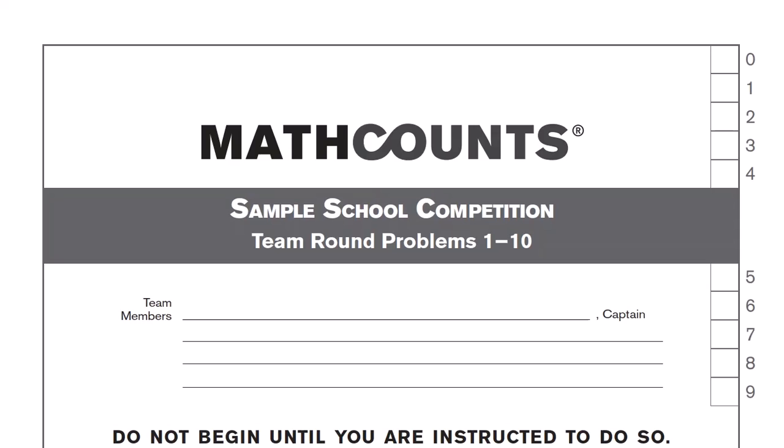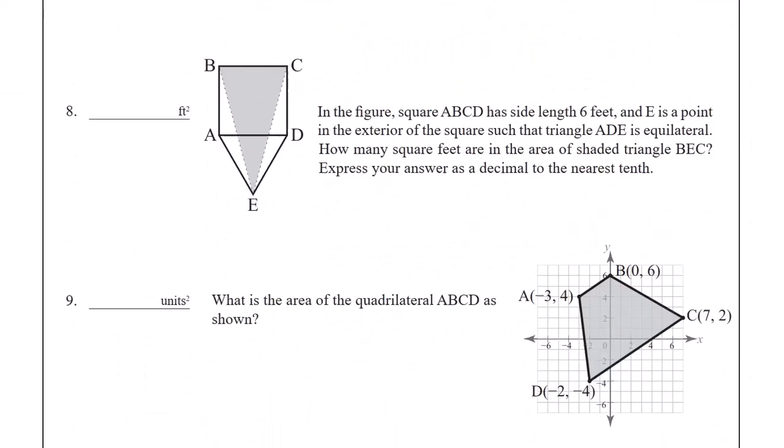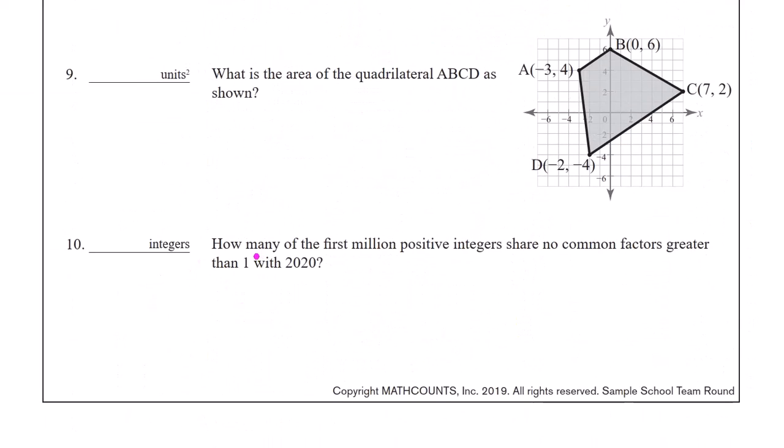Okay, team round. We have 10 problems. Let's again try the last problem here. It says: how many of the first million positive integers share no common factors greater than 1 with 2020? Try this problem first on your own.